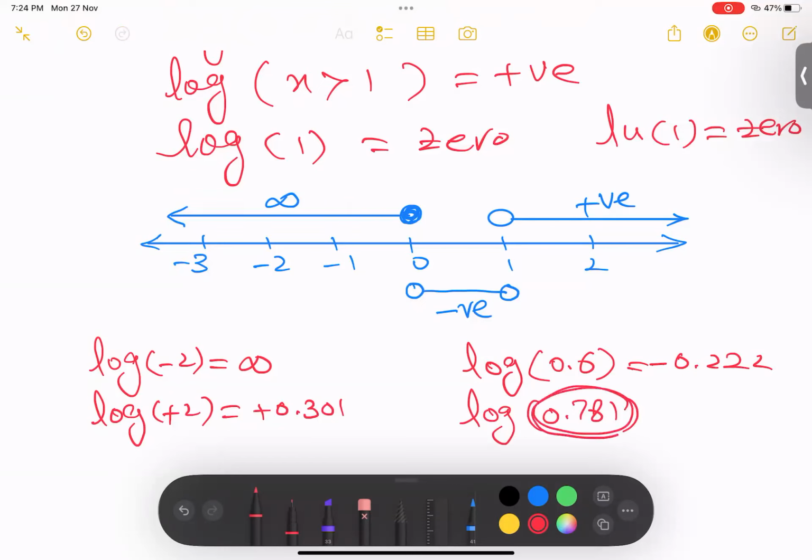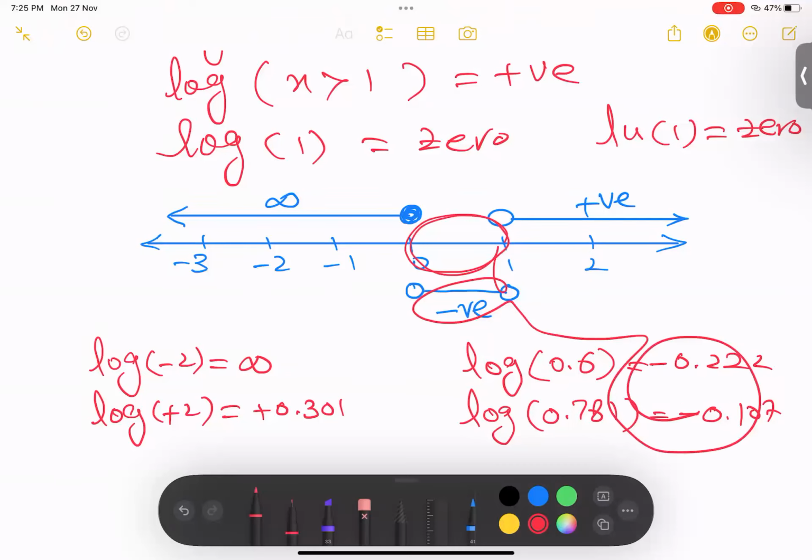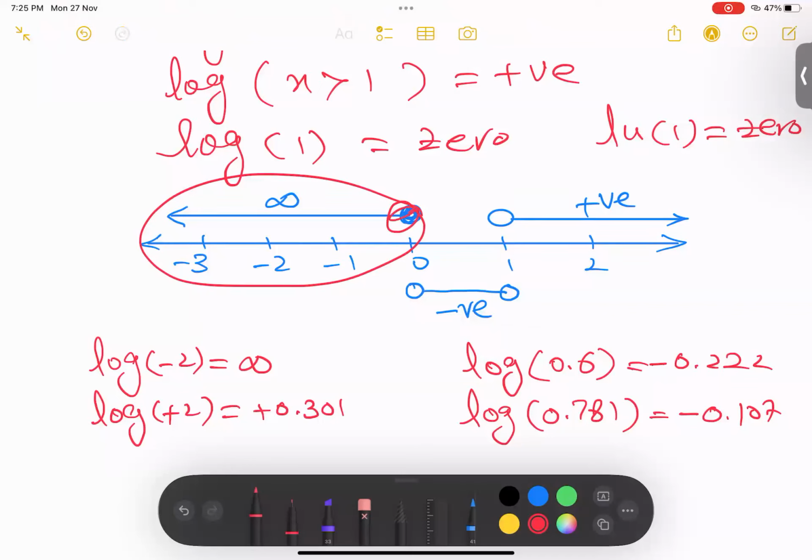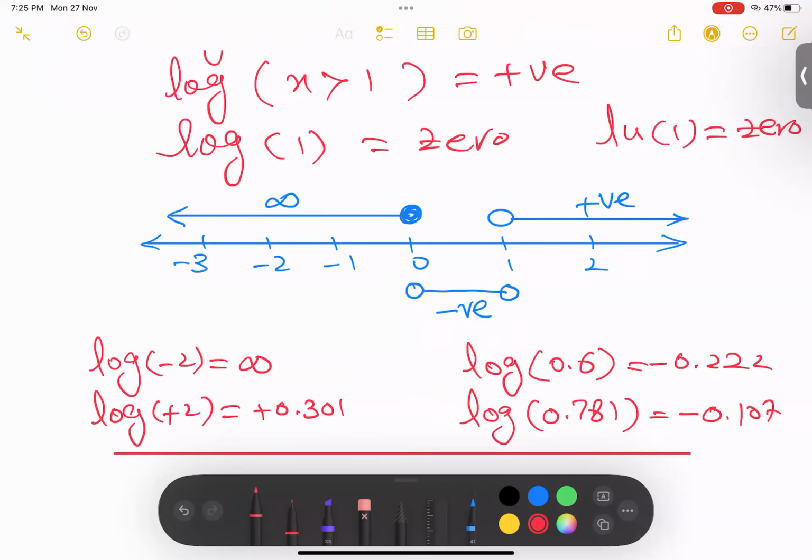Even if you type 0.781671, this number is also lying in the middle here, and I give assurance if you type this in the calculator, it is giving you again a negative answer, -0.107. So you see that, students, every value in the middle between 0 and 1 gives you a negative value, and after 1 a positive answer, before 0 and including 0, math error. And I believe you understood the point of view, and this concept is also finished.